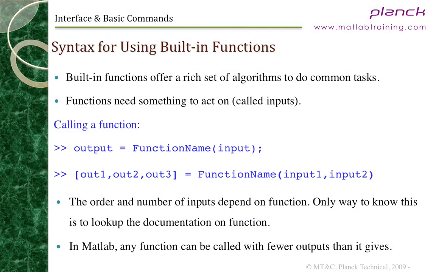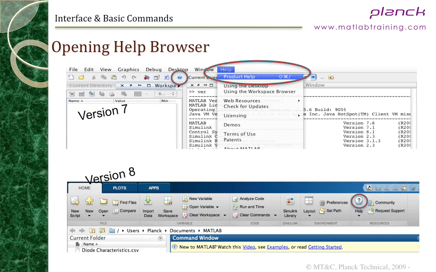As we will be learning a lot of functions, it makes sense to learn how to access documentation on these functions. Let's do that now. When you install MATLAB, documentation files are also copied. To open documentation in version 7 of MATLAB, locate the blue question mark icon on the toolbar and click on it. You can also click the Help tab on the menu bar and choose Product Help as being highlighted here.